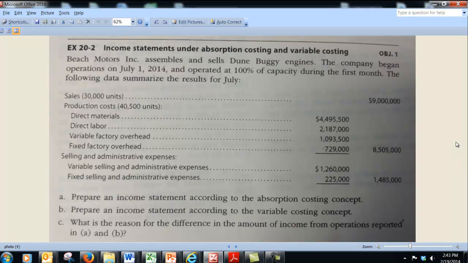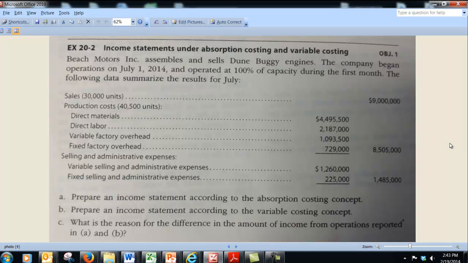Now we know that the difference is going to relate to the $729,000 right here. That's the fixed factory overhead. Under absorption costing, we're going to treat that as being a product cost. And remember, product costs are kept on the balance sheet as a part of inventory, which is an asset until they are sold, and at that point in time it's expensed.